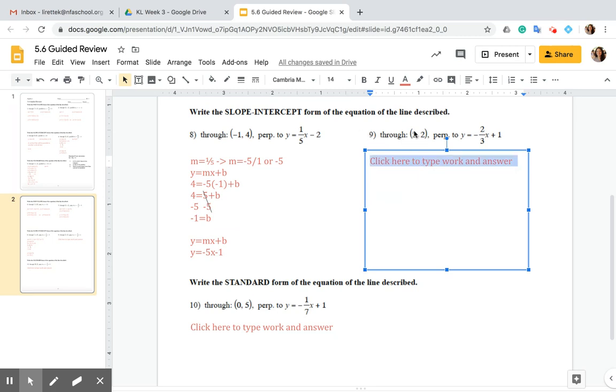Same thing for number 9. I want it to pass through this point, perpendicular to this equation, needs to be in slope-intercept form. First, I'm going to identify my original slope. My original slope was negative 2/3.